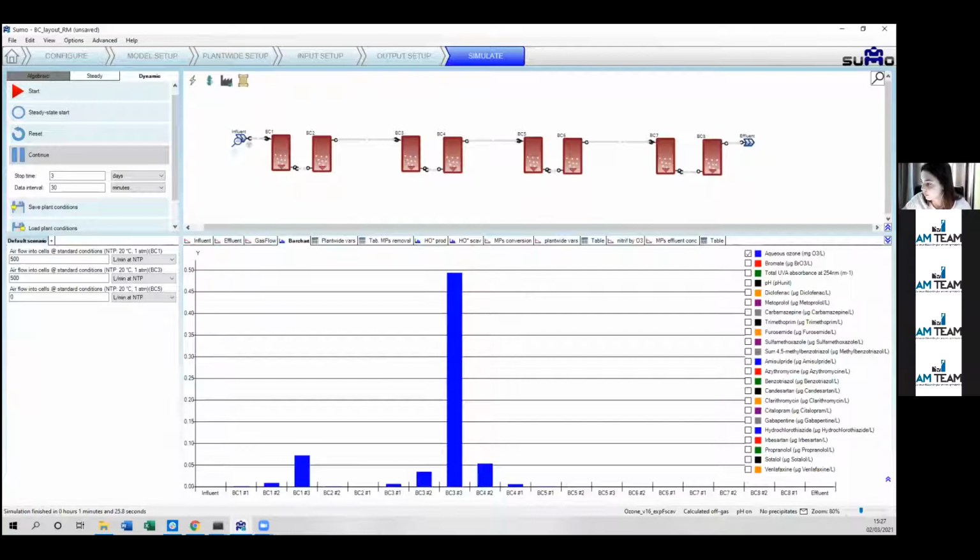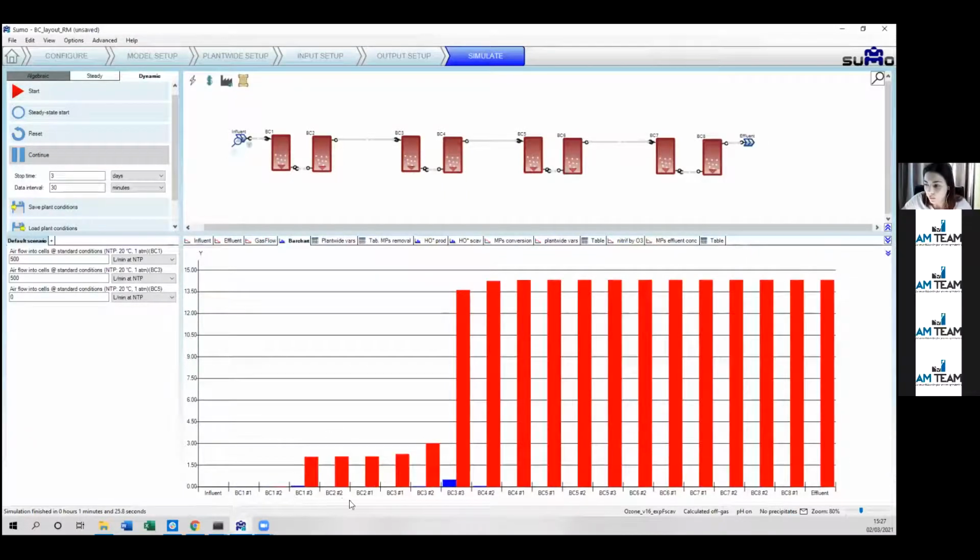And in terms of bromate formation, in this way we are controlling the bromate formation in the first bubble column, and then the spike of bromate occurs in the third bubble column. Then we have again a little bromate formation downstream, and since there is no ozone residual downstream in the other bubble columns, the effluent concentration stays constant, and now it is equal to 14 micrograms per liter.